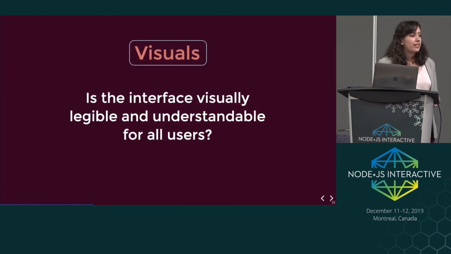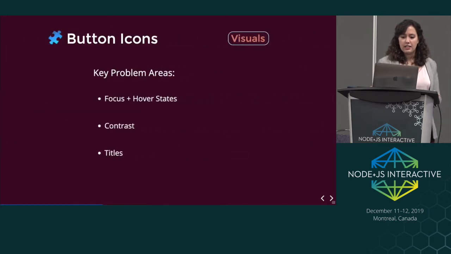To start with, we'll look at the visual side of things. Is the interface visually legible and understandable for all users? For button icons in particular, there tend to be three key problem areas: focus and hover states, the contrast, especially color contrast, and titles.